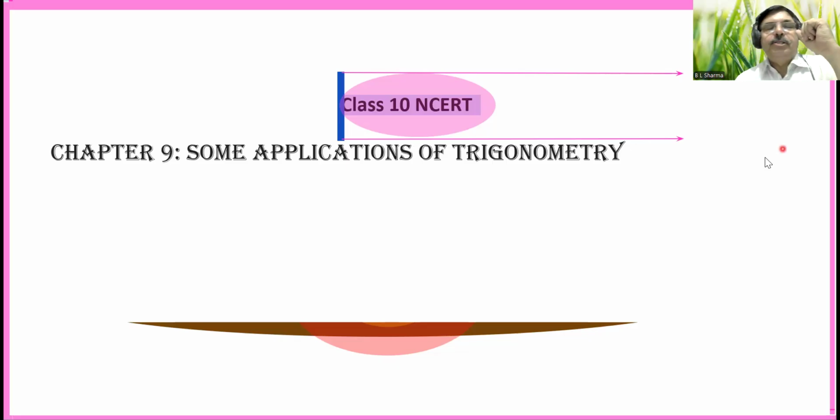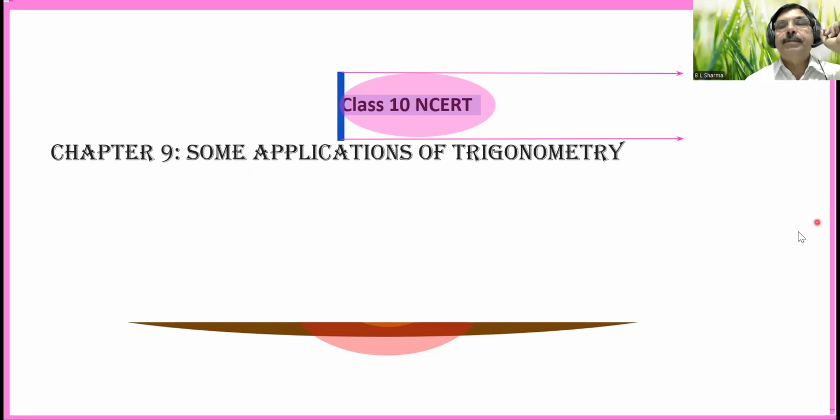Hello everyone, my BL Sharma Maths sir discussing chapter 9 class 10, that is some applications of trigonometry. I shall be discussing here exercise 9.1, means all the word problems. But before that, what is in this exercise?